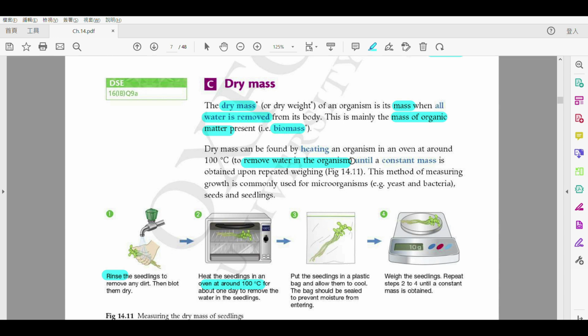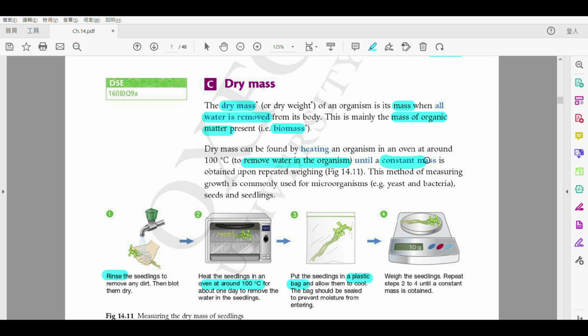Alright? So after we put it into the oven for the first time, we put it into the plastic bag so that it will not absorb water from the atmosphere again. Okay, so let it cool. And then we measure the weight. However, it's not like you finish this with one cycle. You need to keep on putting it into the oven, letting it cool, measuring the weight, putting it back into the oven, letting it cool, measuring the weight again and again until when?